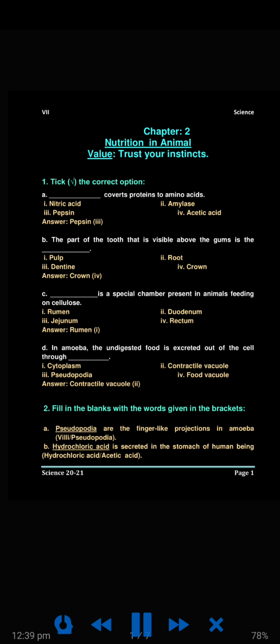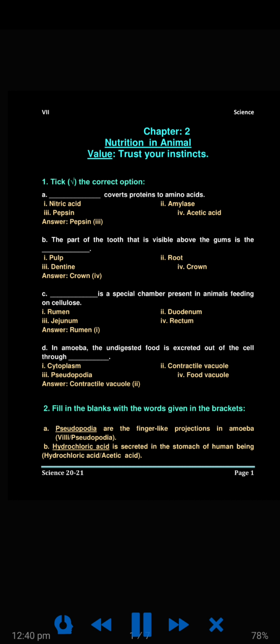A. Blank converts proteins to amino acids. I. Nitric acid. II. Amylase. III. Pepsin. IV. Acetic acid. Answer: Pepsin. B. The part of the tooth that is visible above the gums is the blank. I. Pulp. II. Root. III. Dentine. IV. Crown. Answer: Crown.